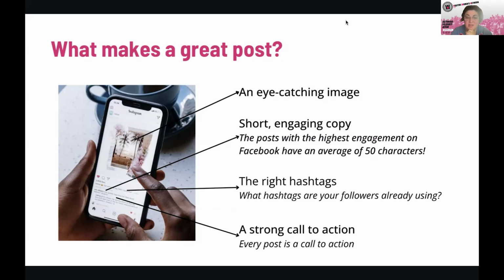Then the right hashtags. Another way to think about this is not really putting hashtags on there that you want your followers to use, which we certainly do sometimes. We're letting people know, hey, this is a hashtag you can use to follow a specific campaign or a specific issue that we're working on. Sure. But also make sure you're including hashtags that your followers are already using so that they can find you.